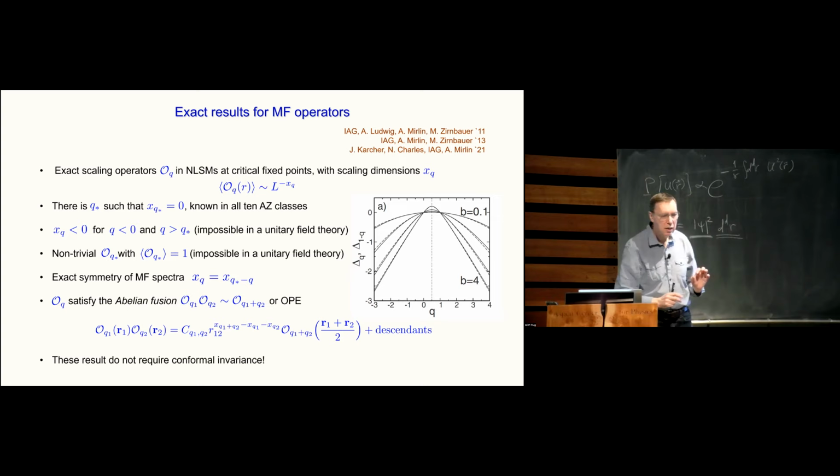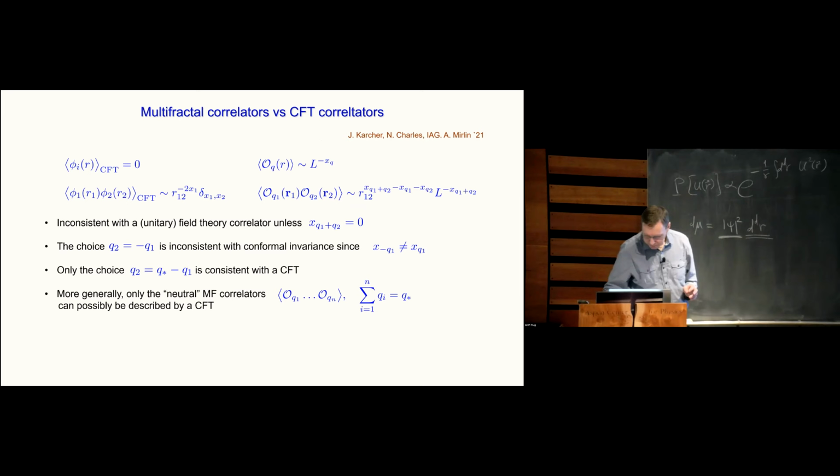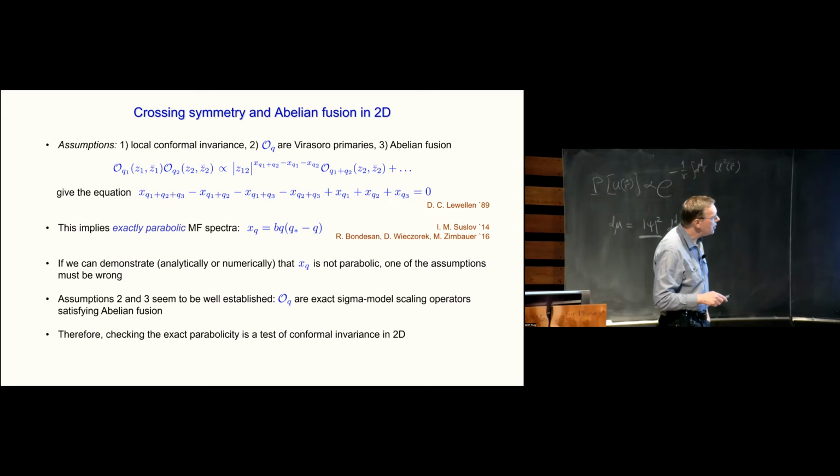Now, suppose we have conformal invariance in addition. What happens then? Let me skip this slide, this is kind of technical. What happens is that you can derive an equation that the scaling dimensions of these operators must satisfy. Again, assume conformal invariance, Virasoro algebra, assume that these operators are Virasoro primaries, a technical condition, and assume abelian fusion. Then comes out this equation.